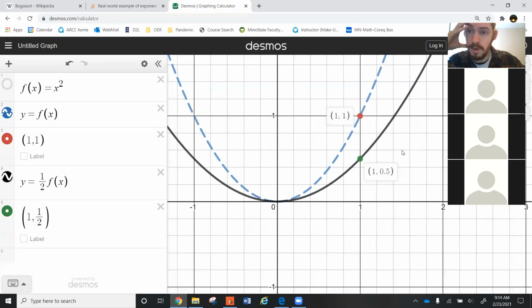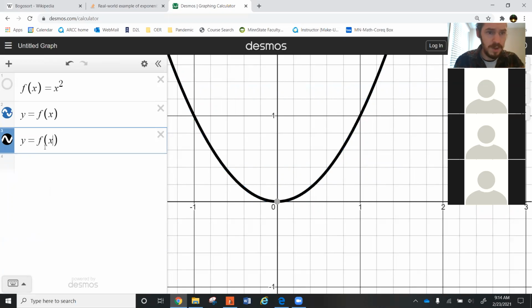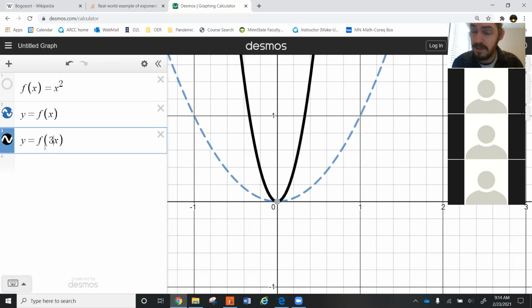So here's how I want you to think about it. If you're looking at a transformation of a graph, and you see something like a multiplication on the inside of that function, that is happening to the x values. So this is cutting all the x values in half. That's cutting all the x values, like dividing all the x values by 3.